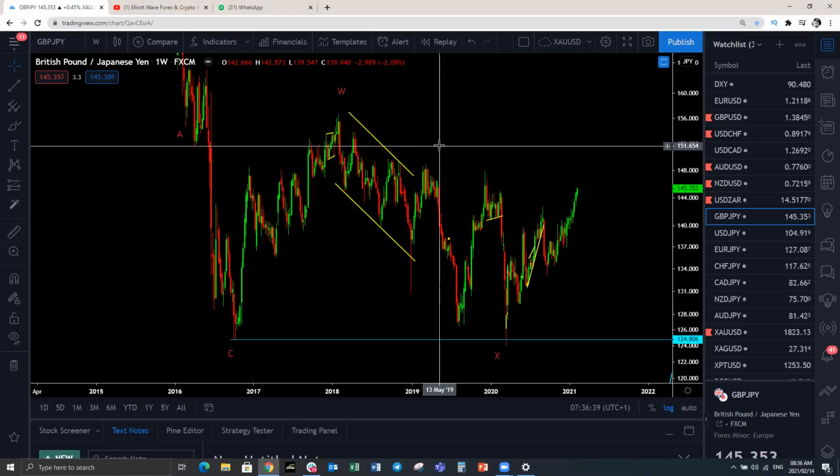I'm going to be going through an example. As I said, I'll focus specifically on the Elliott Wave strategy. I'm going to be using an example on pound yen to explain this.